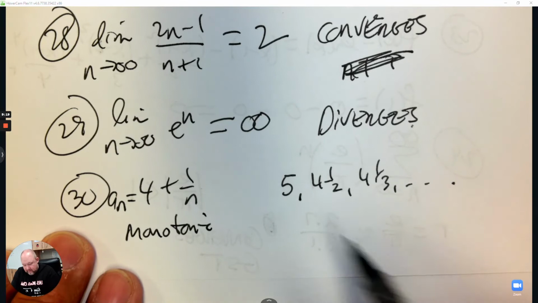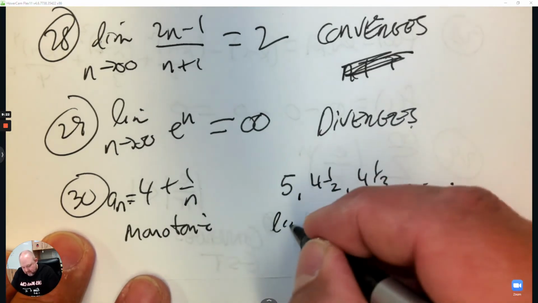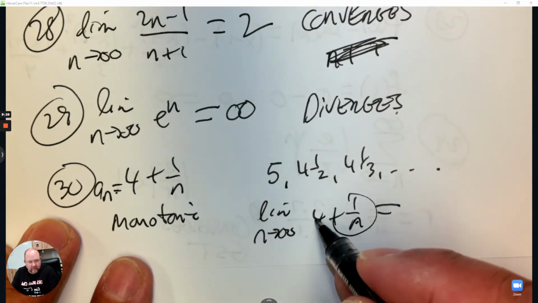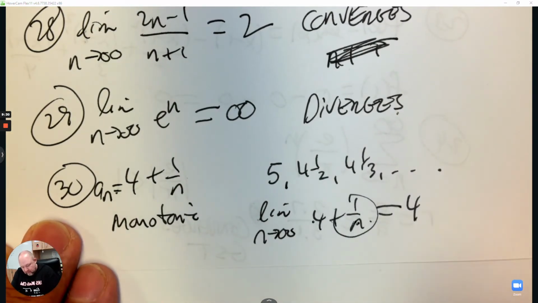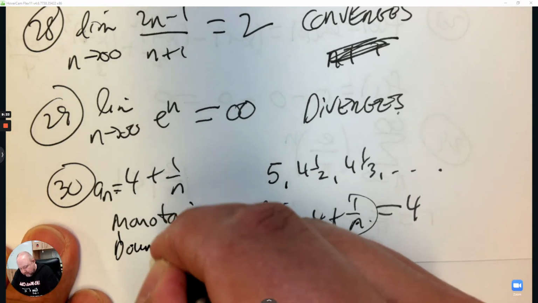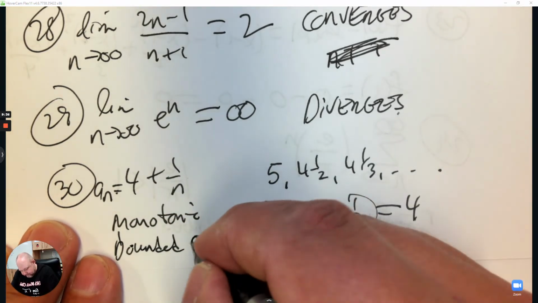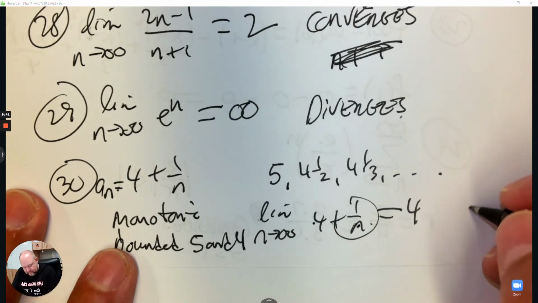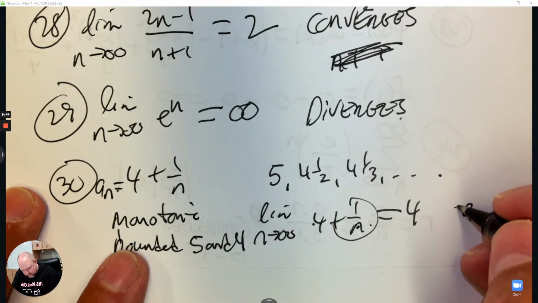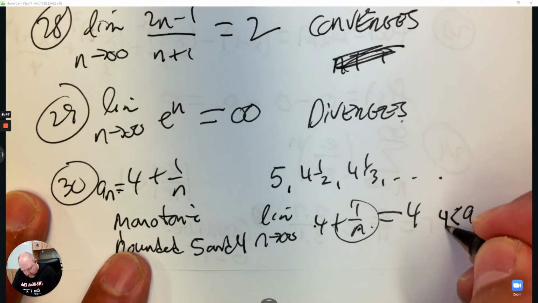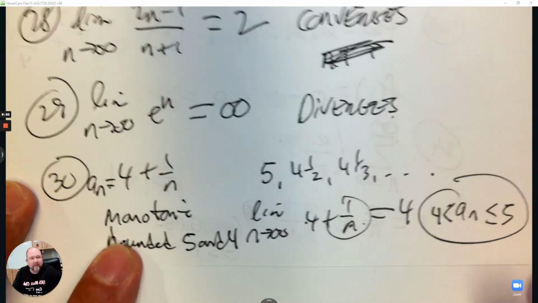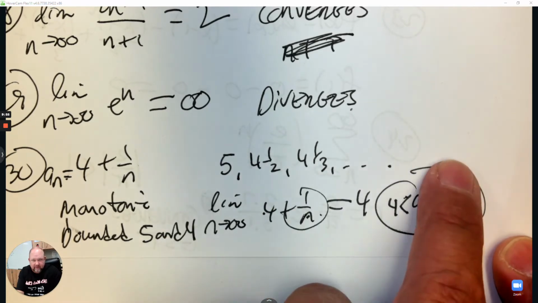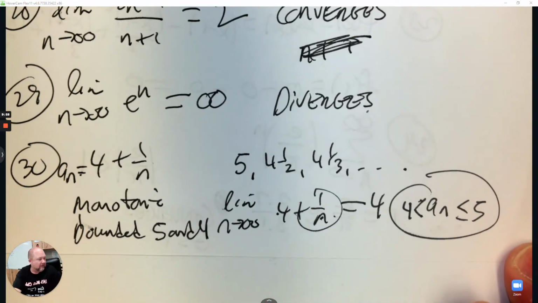Is it bounded? So as this goes to infinity, the limit as n goes to infinity, know that this converges to 0, so 4 plus 0 is 4. So this is bounded between what two numbers? So it's bounded between 5 and 4. So in other words, it can be equal to 5, right? And it's going to be bigger than 4. So all the numbers are between 5 and 4. That means it's bounded and monotonic.